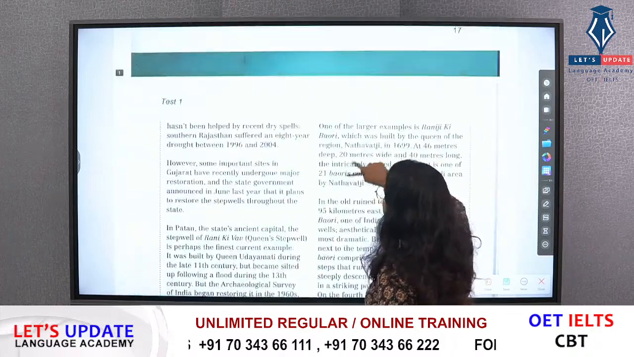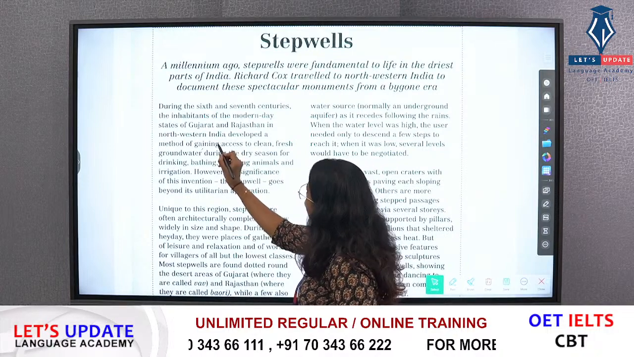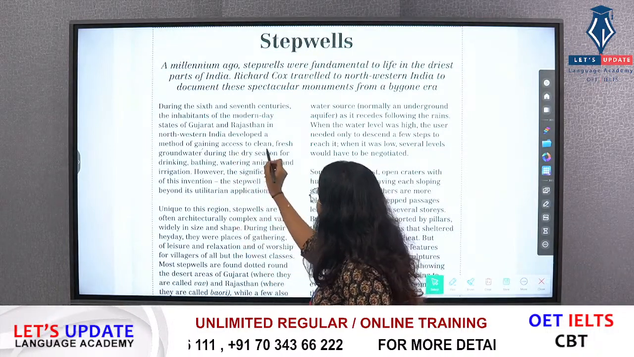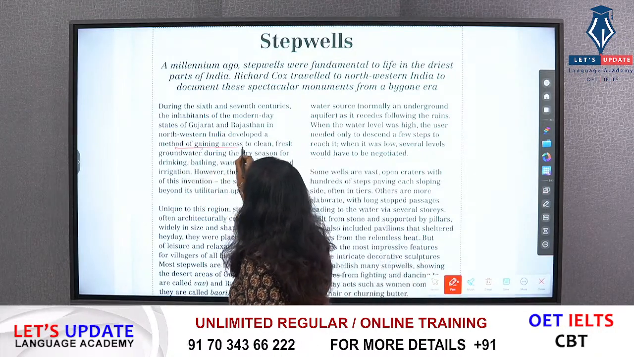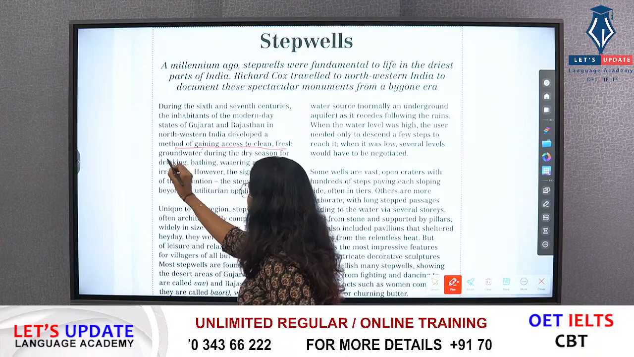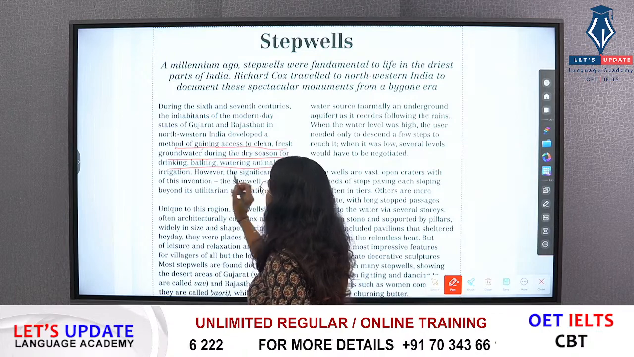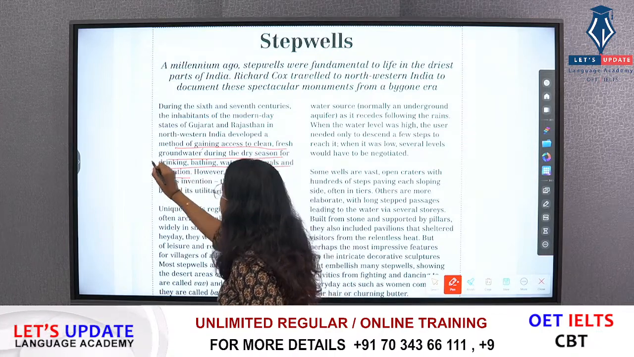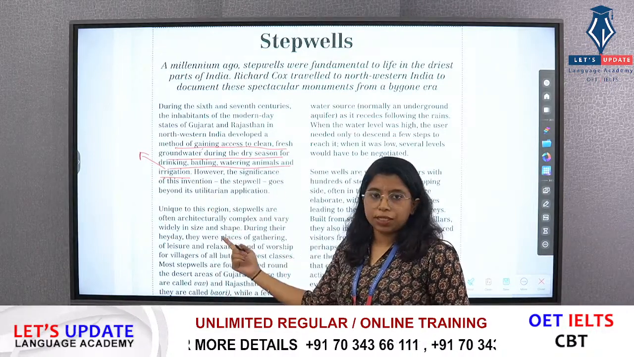In the first paragraph, you can see why they built these step wells. So we can see they developed a method of gaining access to clean, fresh groundwater during the dry season for drinking, bathing, watering animals and irrigation. So these are the functions which are related to water collection.